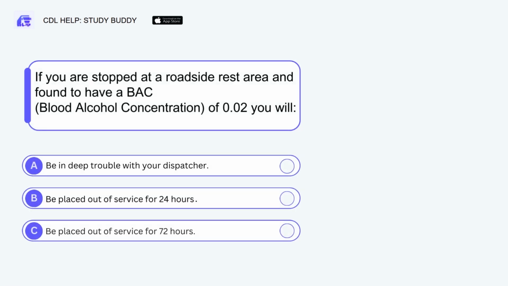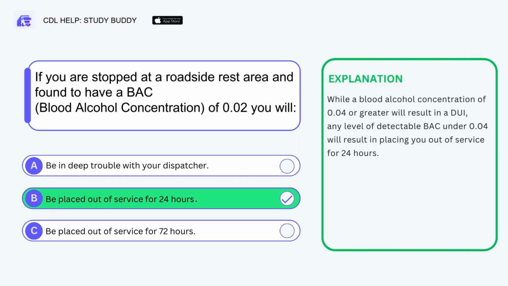If you are stopped at a roadside rest area and found to have a BAC, blood alcohol concentration, of 0.02, you will: While a blood alcohol concentration of 0.04 or greater will result in a DUI, any level of detectable BAC under 0.04 will result in placing you out of service for 24 hours.